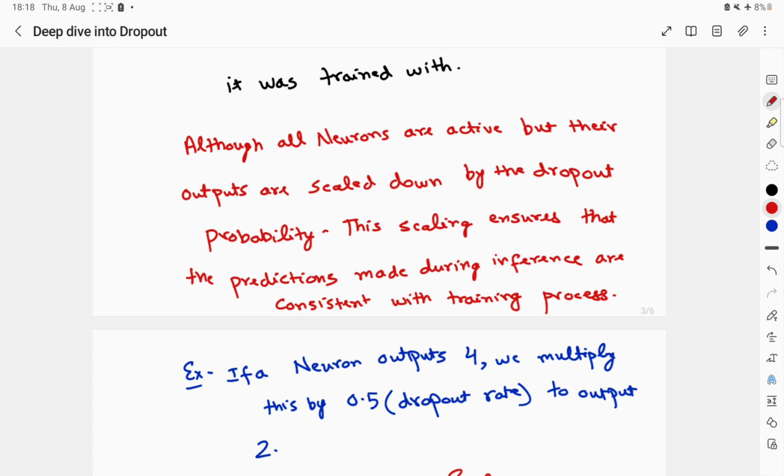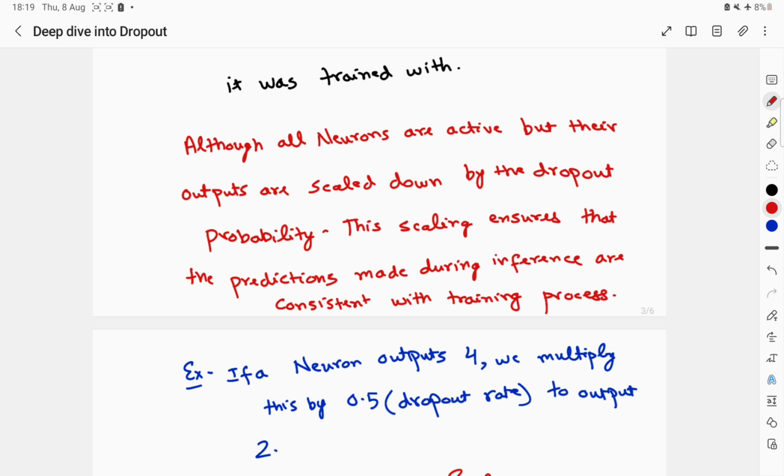All the neurons are active, but their outputs are scaled down by the dropout probability. And that is one of the most important things that you need to understand: even though all your neurons are active during the inference phase, the output from each neuron is still scaled down by the dropout probability, because this scaling ensures that the predictions made during inference are consistent with the training process.